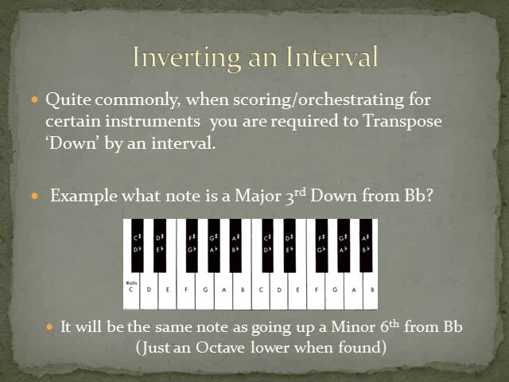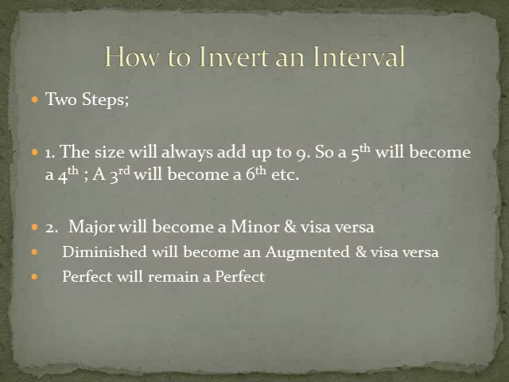Okay, the easiest way to do this is that the major third down from B flat will give you exactly the same key note as going up a minor sixth. Now, I'll explain this further. When you invert an interval, you have 2 steps. The size will always add up to 9. So if you need to go down a fifth, that will be the same as going up a fourth. If you need to go down a third, it will be the same as going up a sixth.